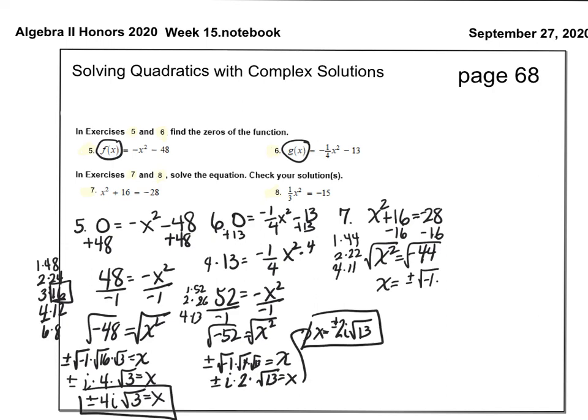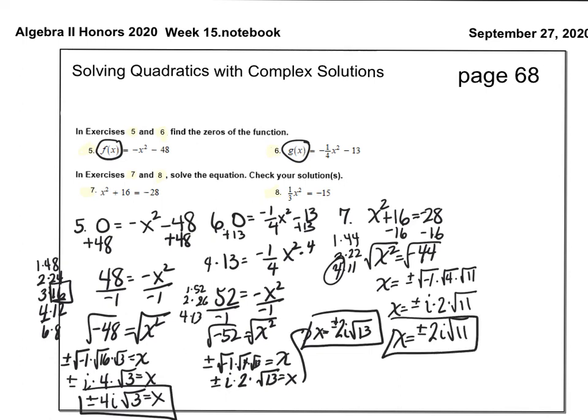Is there a perfect square there? Yes, 4 is a perfect square, so I need to put the square root of 4 times the square root of 11. So x will equal plus or minus, square root of negative 1 is i, square root of 4 is 2, times the square root of 11. So x will equal plus or minus 2i square root of 11. Number 8.